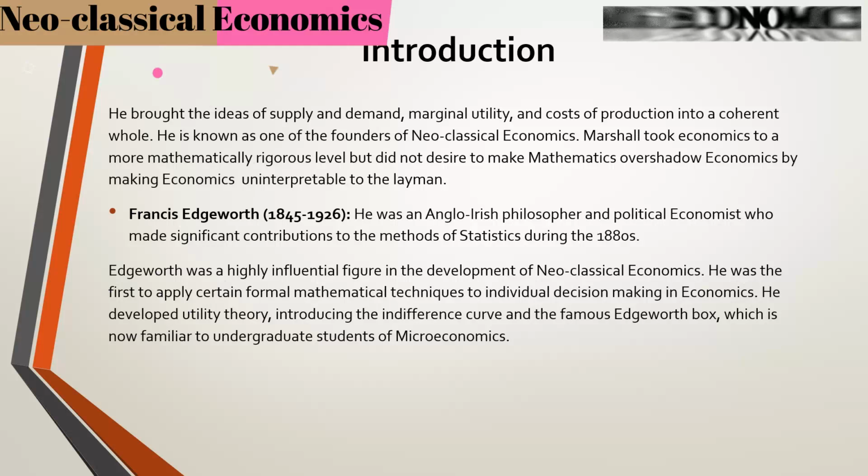Marshall took economics to a more mathematically rigorous level, but did not desire to make mathematics overshadow economics by making economics uninterpretable to the layman. So in his publications, Alfred Marshall was doing a lot of mathematics, but he used to leave the mathematics as a footnote. So he was still going to talk about the economics of things, so that his publications would be readable even by the layman and make sense to them. But he left the mathematical aspect in the footnote, for those who are interested in it.